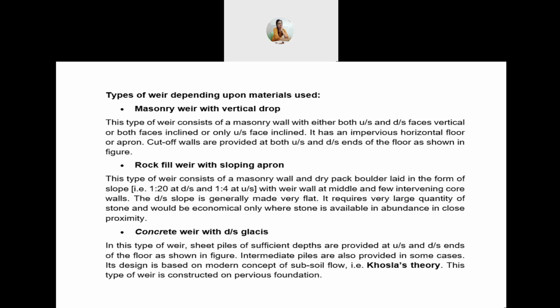Next, types of weir depending upon the materials used. The first one is masonry weir with vertical drop. So this type of weir consists of a masonry wall with either both upstream and downstream faces vertical or both faces inclined or only upstream face inclined. It has an impervious horizontal floor or apron. Cut-off walls are provided at both upstream and downstream ends of the floor as shown in the figure.